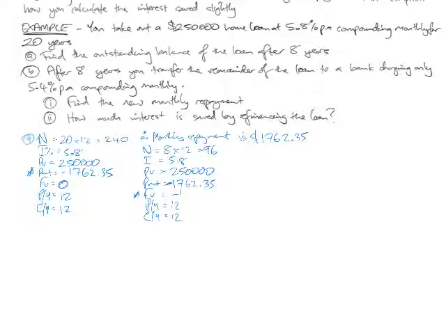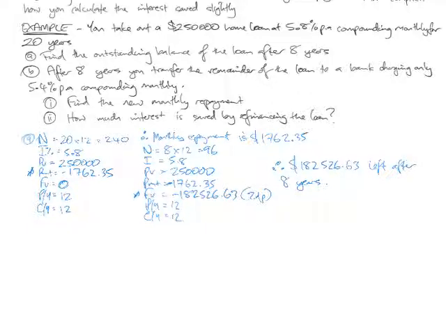So that comes to negative $182,526.63 to 2 decimal places. Therefore, $182,526.63 left after 8 years. So that's the answer to part A.